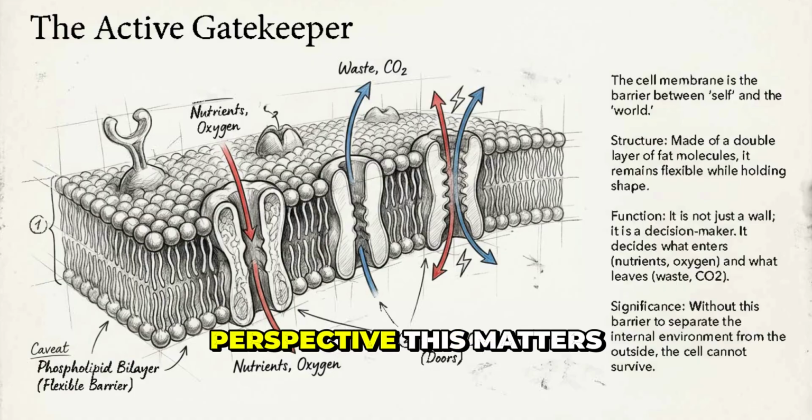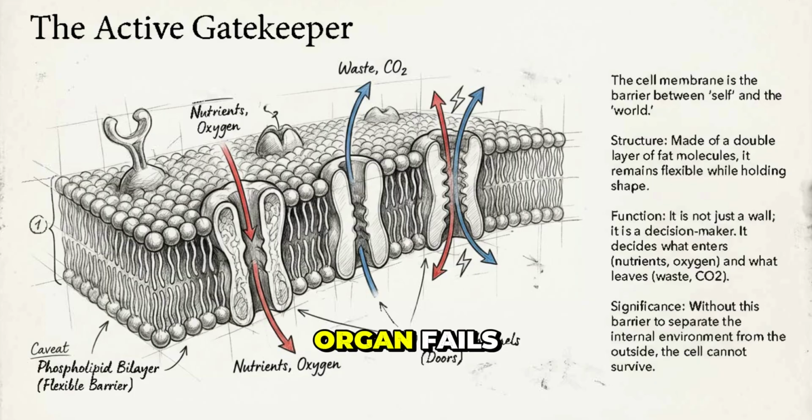From an EMS perspective, this matters because patients don't deteriorate at the organ level first. They deteriorate at the cellular level. Long before an organ fails, its cells are already struggling to keep up with energy demands and maintain balance. What you see on the outside is the result of millions of tiny systems starting to fall behind.